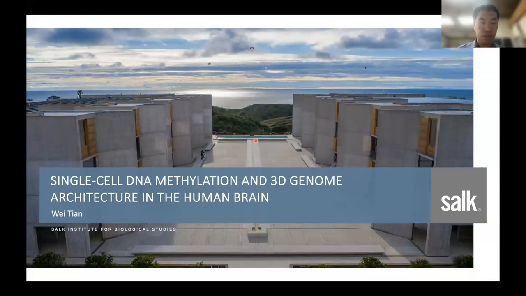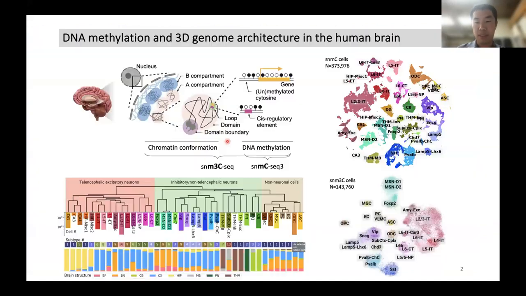Thank you for this opportunity to share our work. You have heard the studies on the transcriptomics and the morphology of brain cells. I would like to share a bit about gene regulation. Our work focuses on the epigenomics of the human brain, especially DNA methylation and the 3D chromosome structures. We adopted two assays developed in our lab. One is called snmC-seq, which profiles DNA methylation from single nuclei, and the other is snm3C-seq, which is a co-assay profiling both DNA methylation and chromatin conformation.